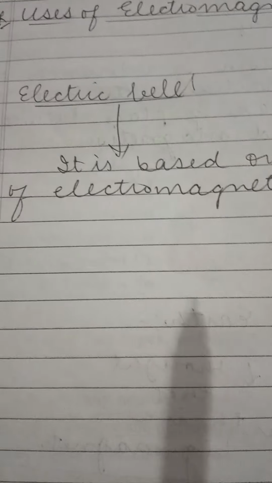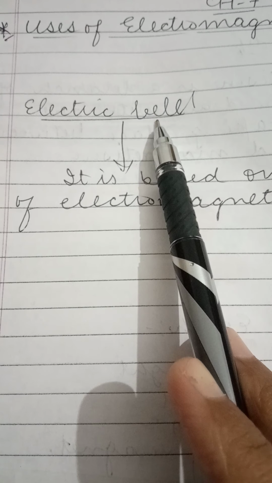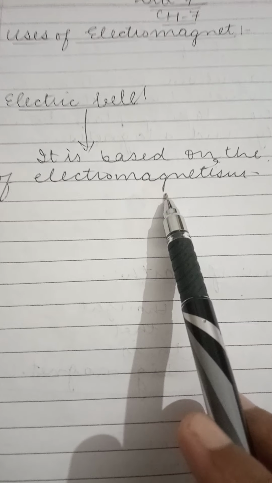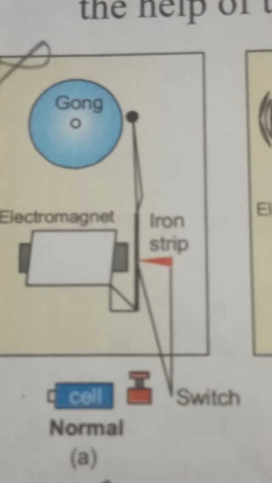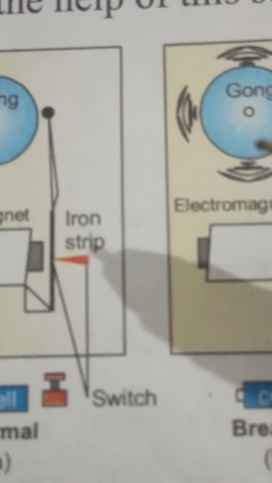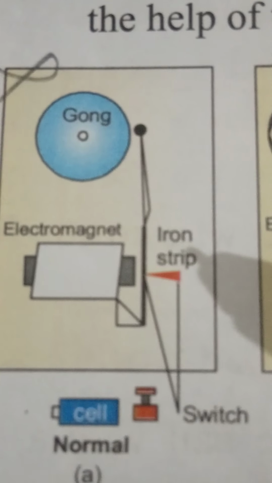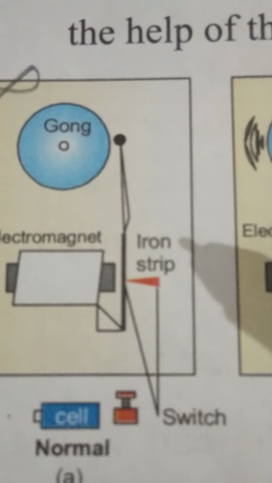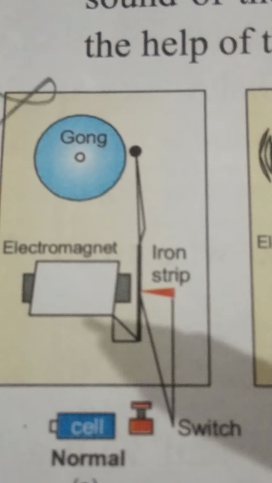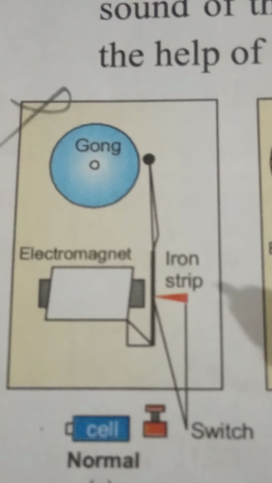Our next topic is the electric bell. First of all, understand the definition of the electric bell. It is based on the principle of electromagnetism. So what are its construction and working? I'll show you some diagrams so that it is clear to you. See in this first diagram, a piece of soft iron acquires magnetic property when electric current flows through it, and it loses its magnetic property as soon as the current is switched off.